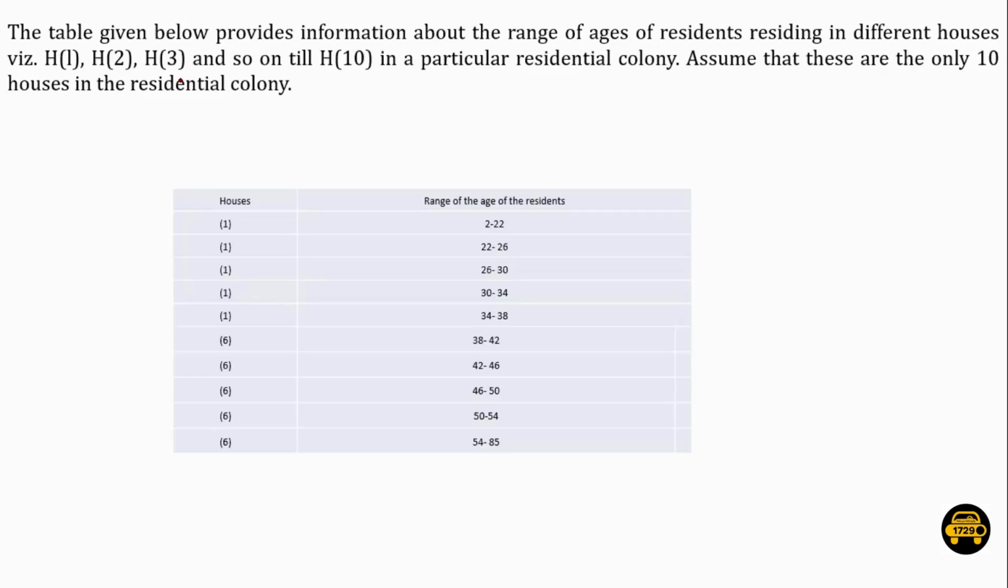Okay, so let's have a look at this set. The table given below provides information about the range of ages of residents residing in different houses from H1 to H10. So basically, you can take an example in a colony. So assume that these are the only houses in the colony.